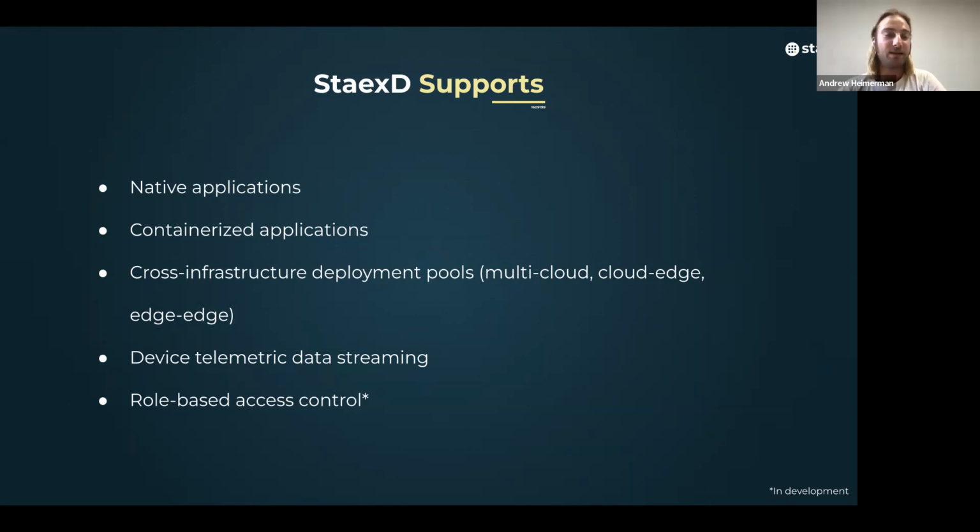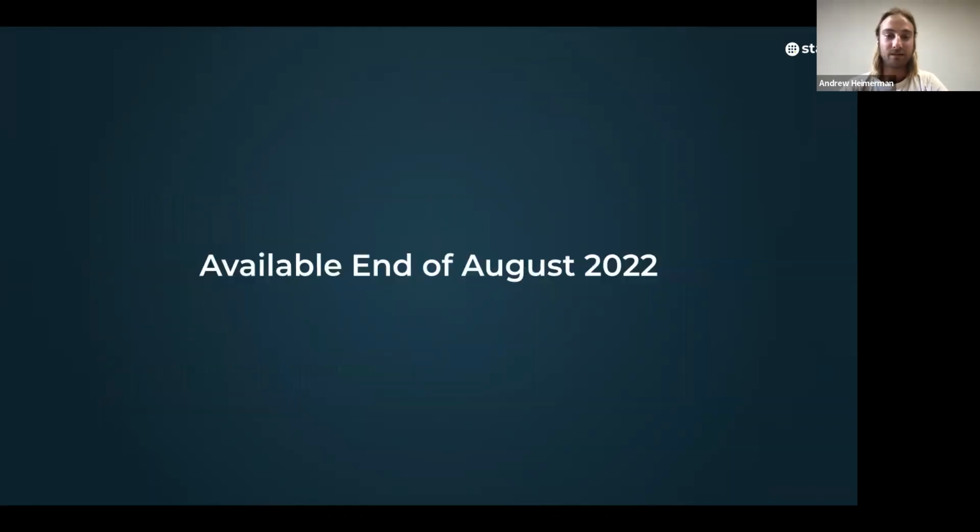and it can happen in a fully peer-to-peer way. StaexD also allows you to stream telemetry data, like what the CPU is doing and what the RAM is looking like, so you're able to find out how your actual device is performing and what stresses it's under. We're also adding role-based access control, which is still in development but will be available in the near future. And this will all be available at the end of August 2022.